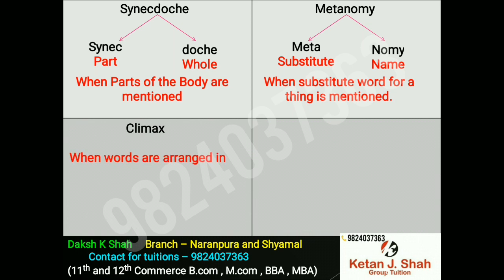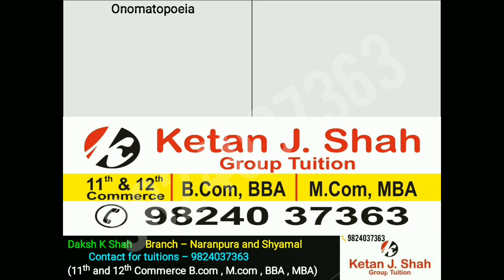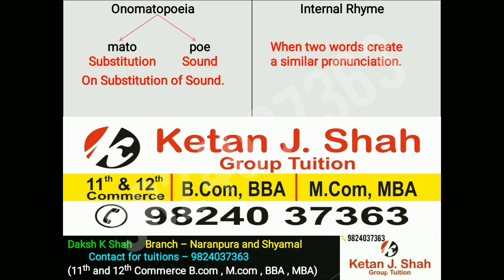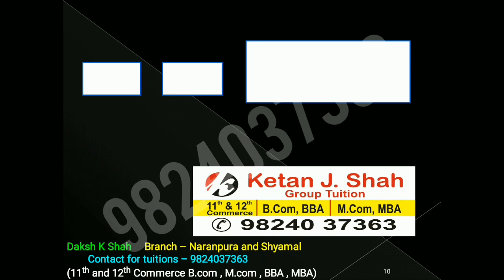Climax. When words are arranged in ascending order of importance. Anticlimax. When words are arranged in descending order of importance. Onomatopoeia. Substitution sound. So it means substitution of a sound. Internal rhyme, when two words create a similar pronunciation. So these were the figures of speech in pairs.